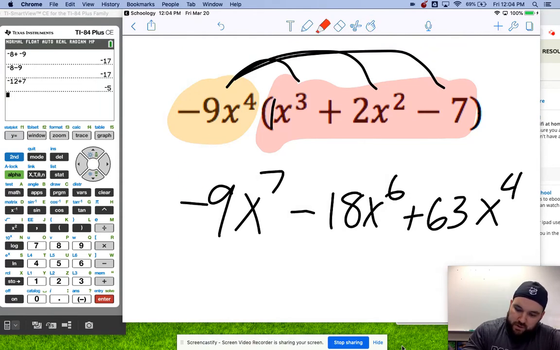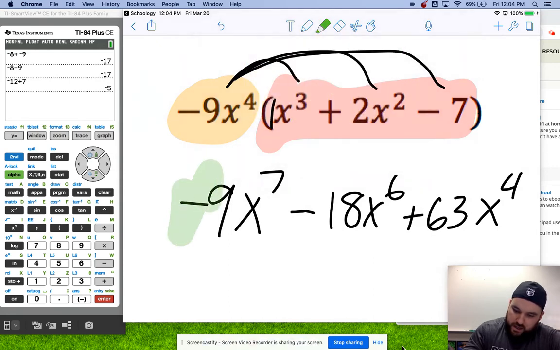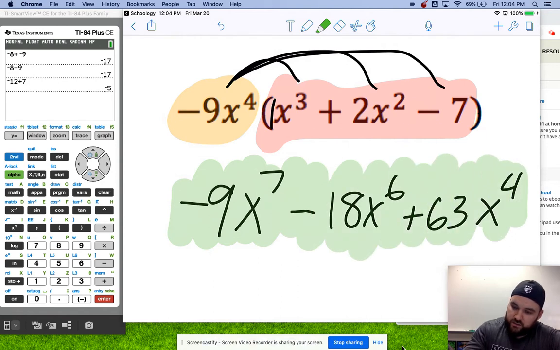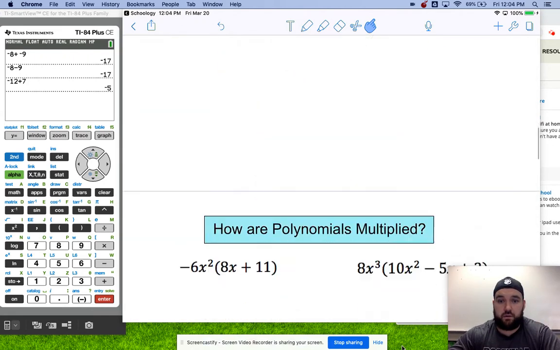Again, I double check my answer. This expression has three terms. They are all different powers of x, so I cannot combine them. So that is my simplified expression, or simplified answer. So multiply whole numbers, add powers together.